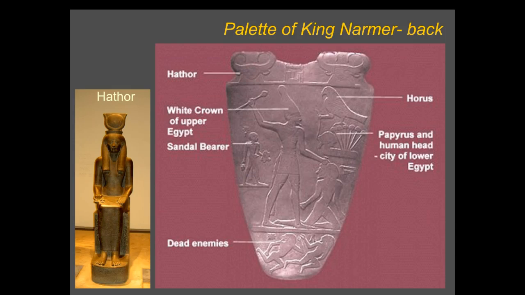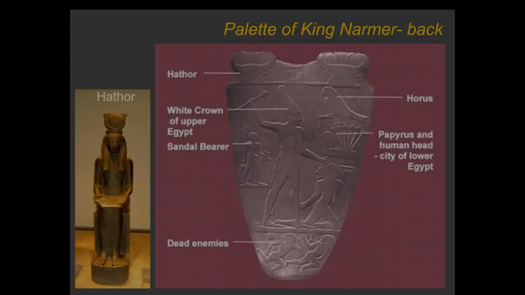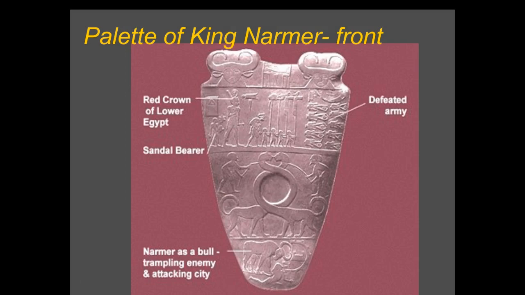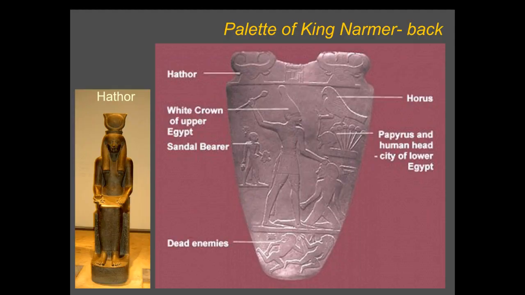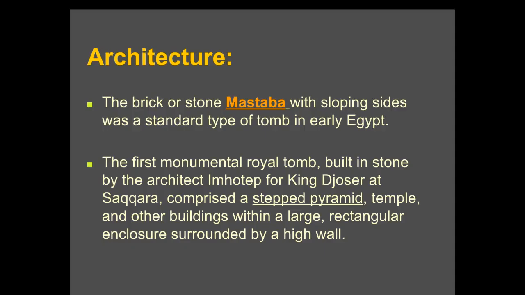So we're going to keep going. Again, we'll talk more about that, but you see the white crown of Upper Egypt here, and we saw the red crown of Lower Egypt there. That's denoting that he combined the two, or he united it.